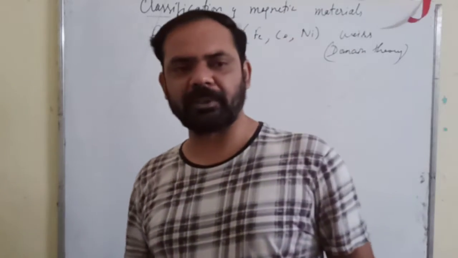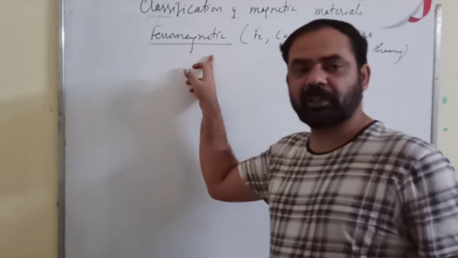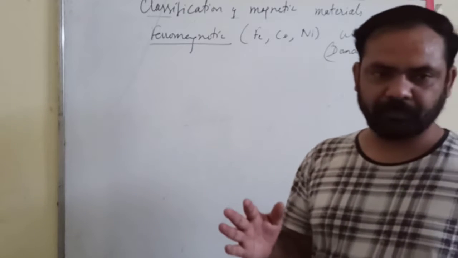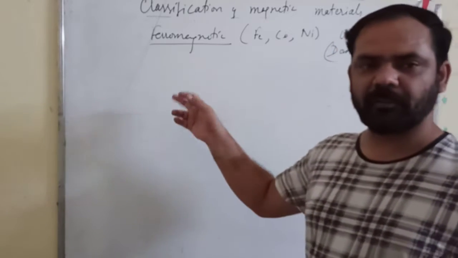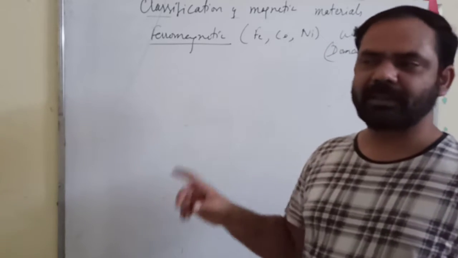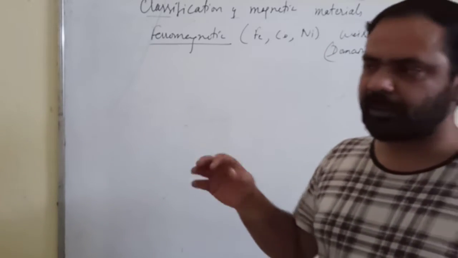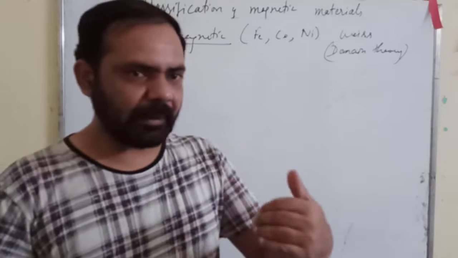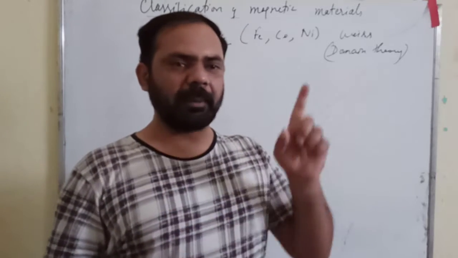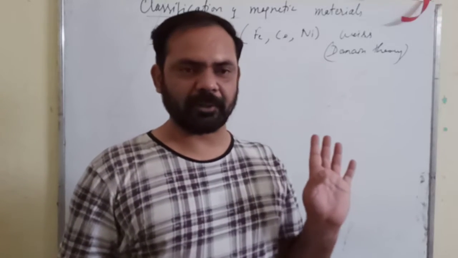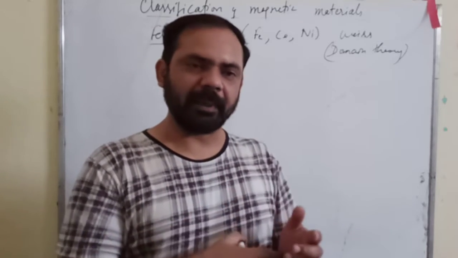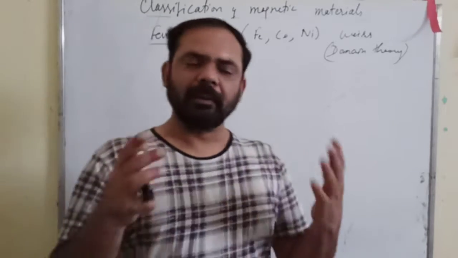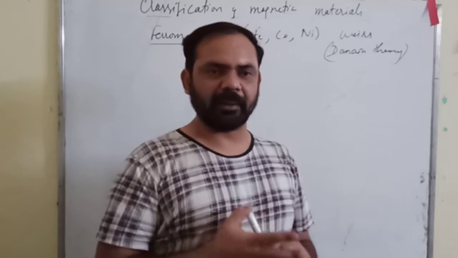So what could be the definition? The materials which get strongly magnetized along the direction of magnetizing field are called ferromagnetic materials. Once again I would like to repeat: diamagnetic, feebly magnetized, opposite in direction. Paramagnetic, along the direction, feebly magnetized. Ferromagnetic, along the direction, strongly magnetized.